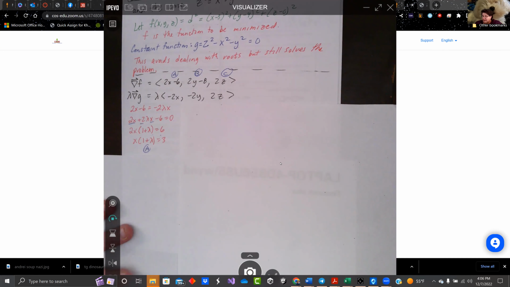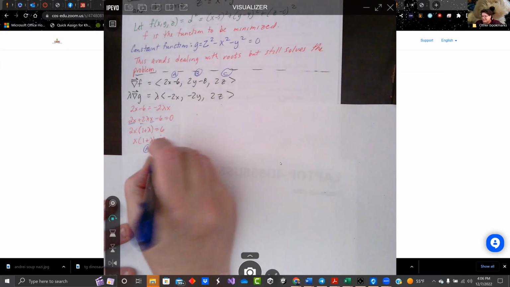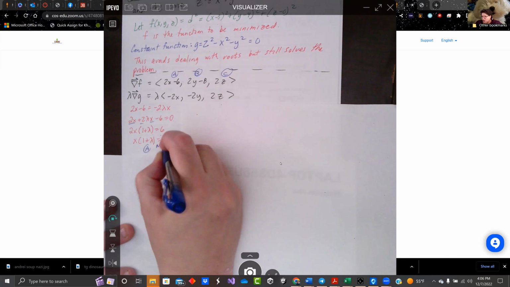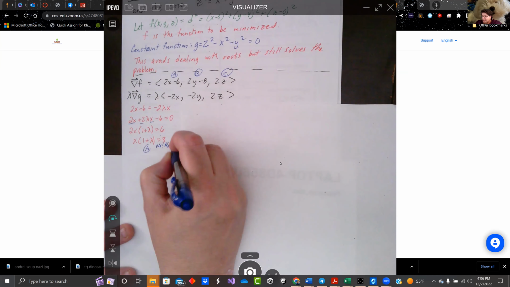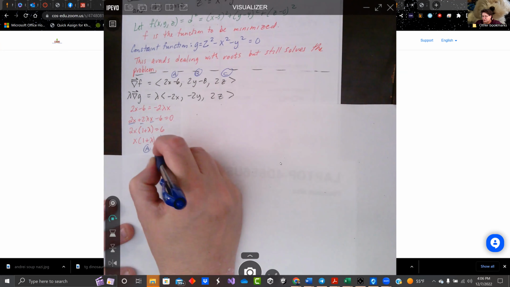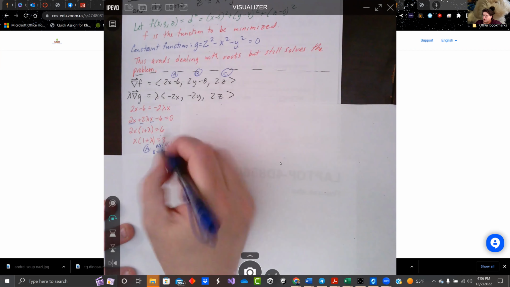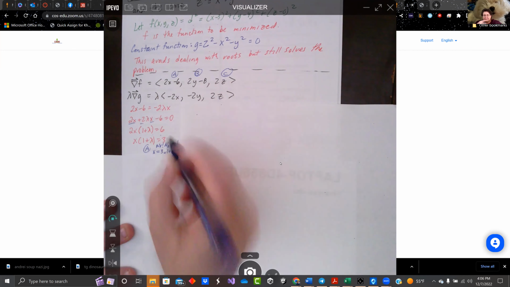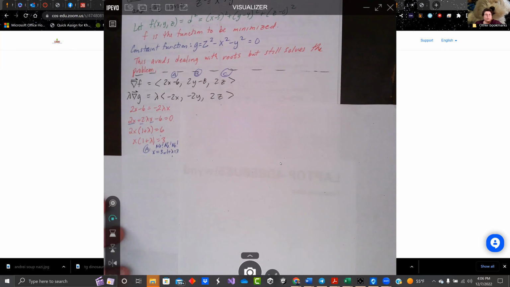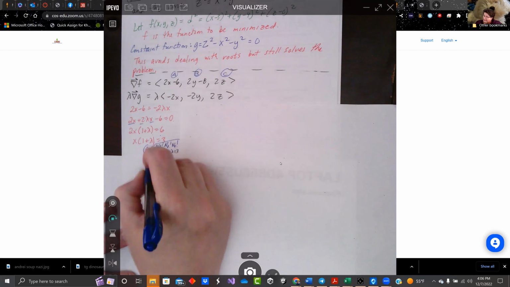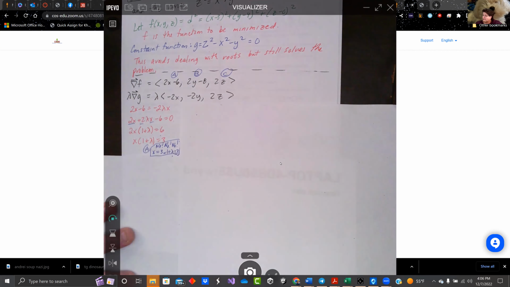I cannot, I repeat, cannot say that this means x equals 3 or 1 plus lambda equals 3. No, you can only do that when the right side is 0. It's called the zero product rule. Don't do that. We can't say this. Okay, that's a little side excerpt.